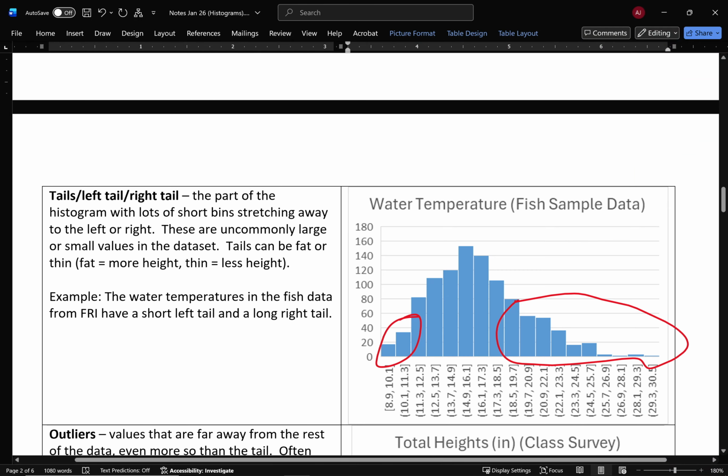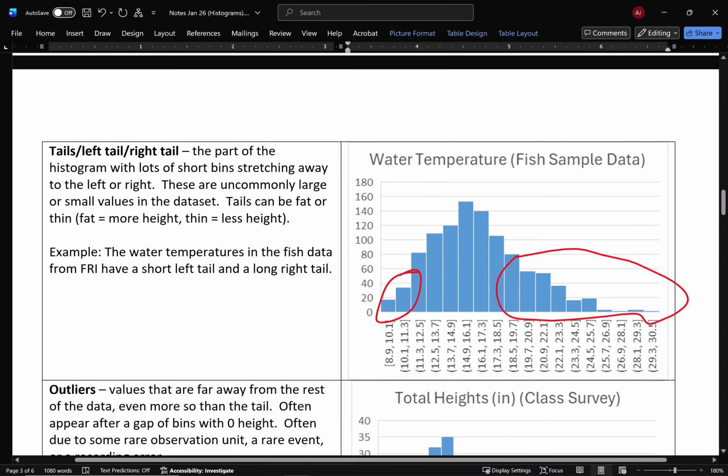Tails. We can have left tails, we can have right tails. So the tails are the parts of the histogram where you have a whole bunch of shorter and shorter bins that are stretching away to the left and the right. This is a commonly seen feature on many histograms. And the meaning of these bins that I've circled here, or the tails, is that basically you're having these categories, these bins, that are getting less and less popular as the values in them are getting larger.